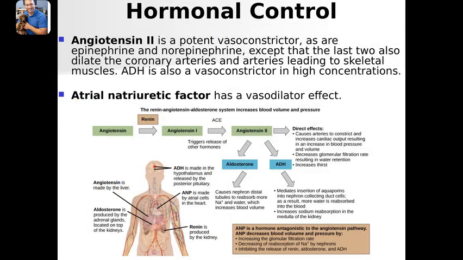Here are examples of some hormones that influence the circulatory system. So angiotensin II and ANP, or atrial natriuretic factor. These chemical messengers can influence the dilation and constriction of blood vessels.